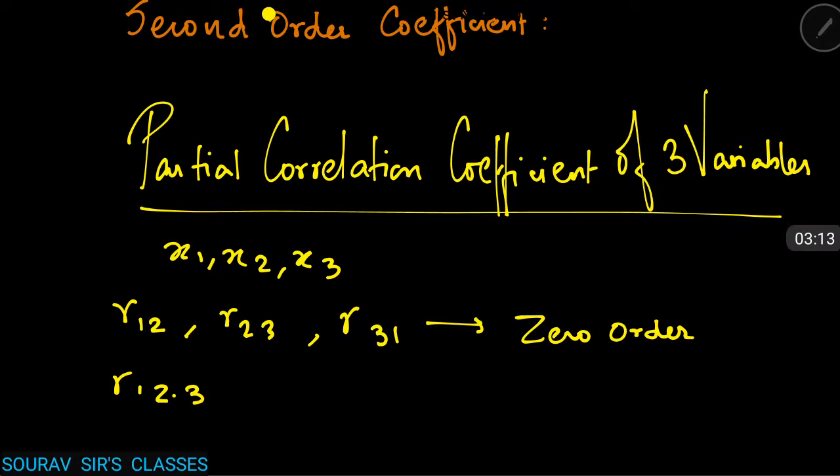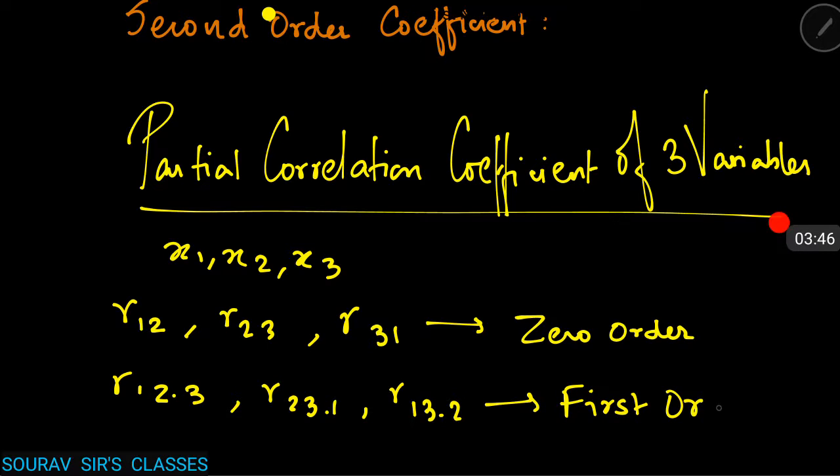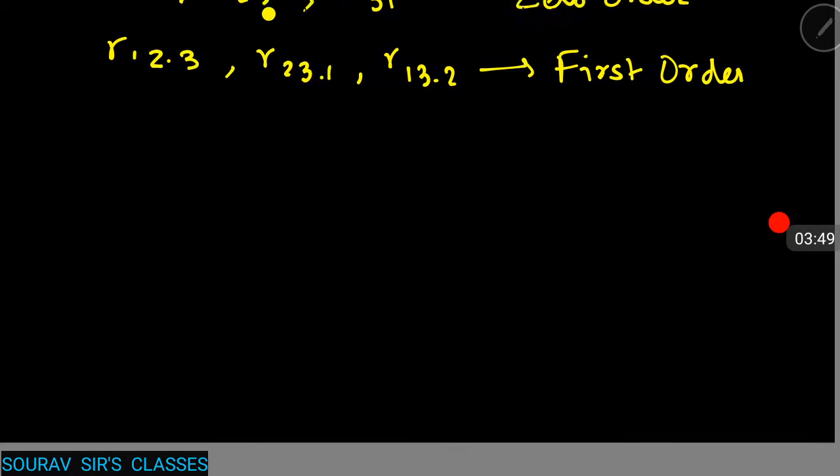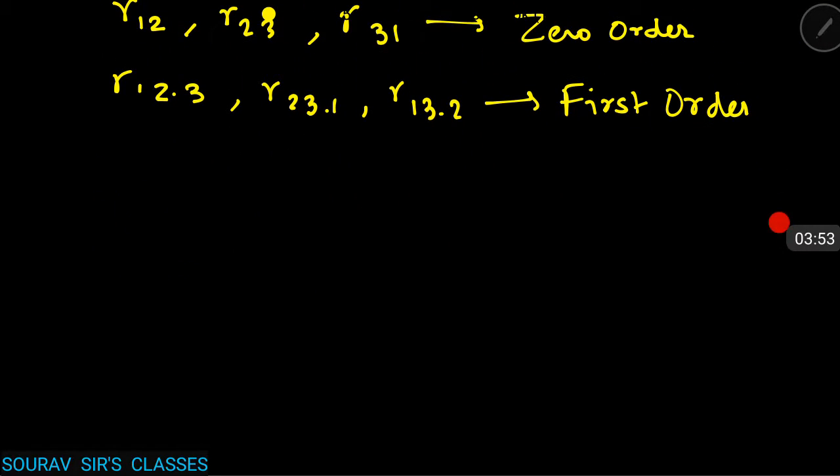R12.3 is partial correlation between x1 and x2 keeping x3 constant. R23.1 is partial correlation between x2 and x3 keeping x1 constant, and R13.2 is partial correlation between x1 and x3 keeping x2 constant. All these three are first order coefficient. Partial correlation coefficient in three variables.